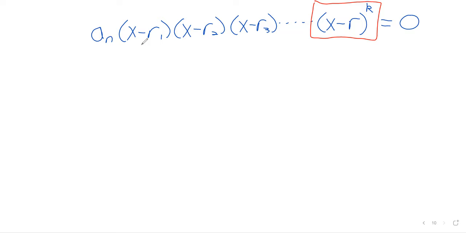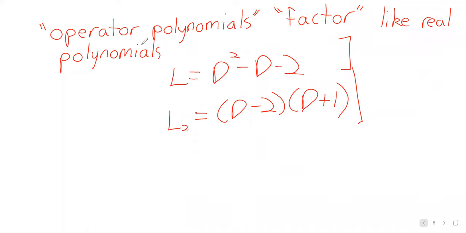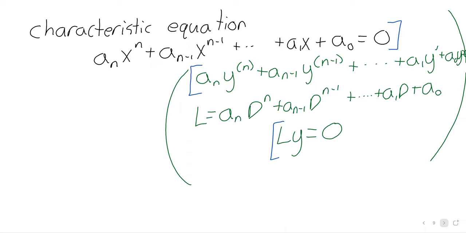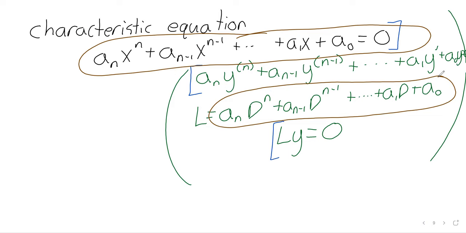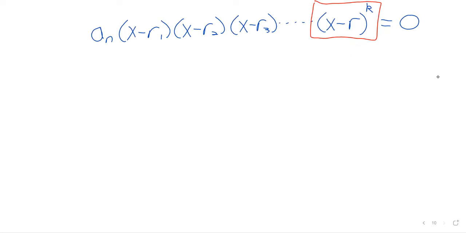And what we're going to use here is this statement that these polynomial operators, I don't know why I said operator polynomial, the polynomial comes first. Anyway, these polynomial operators factor just like real polynomials. So here we have this real polynomial, and we have this polynomial operator, and the coefficients are the same, and the powers are the same. So this up here and this down here are going to factor in the same way.